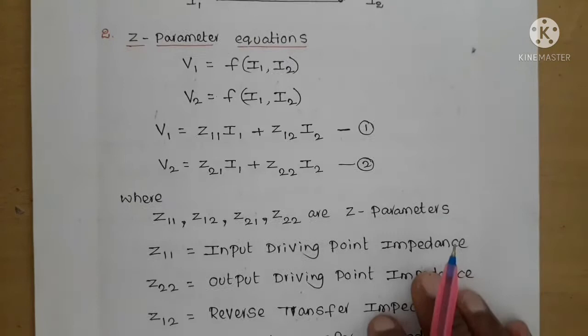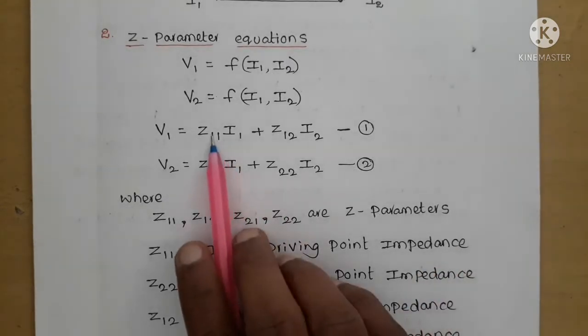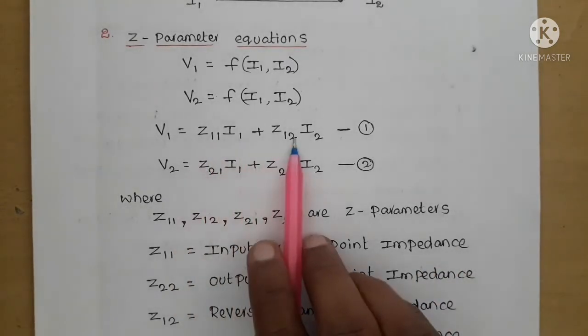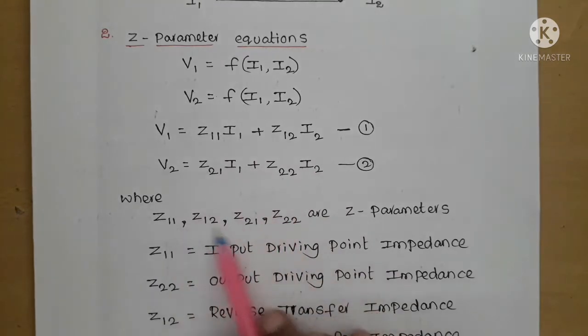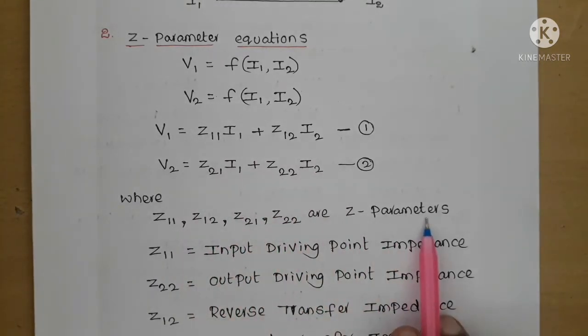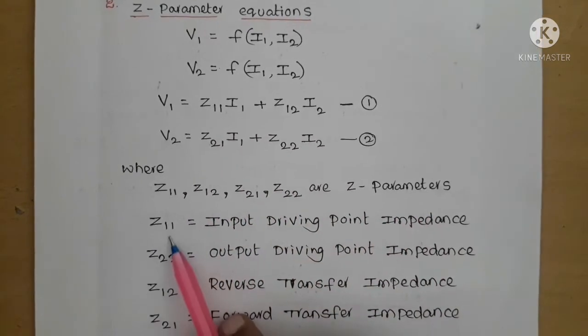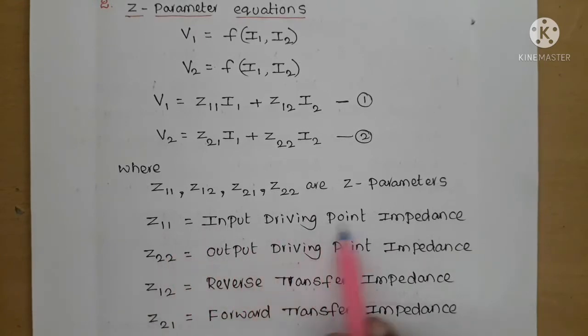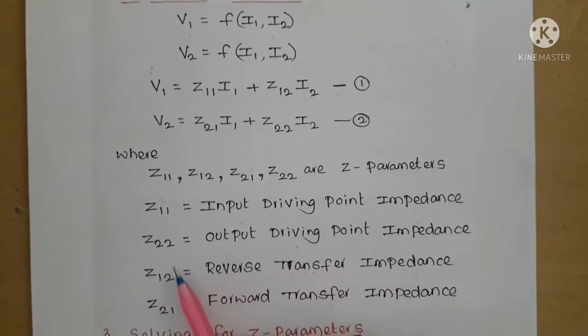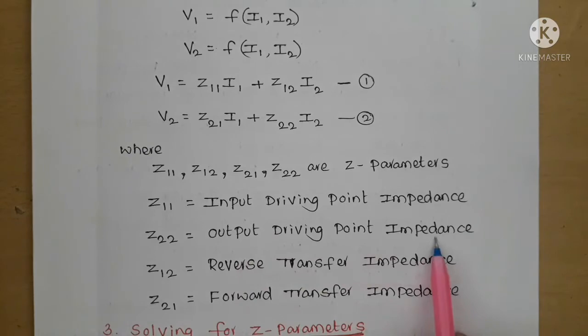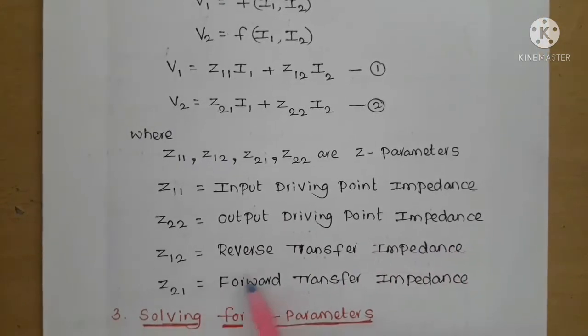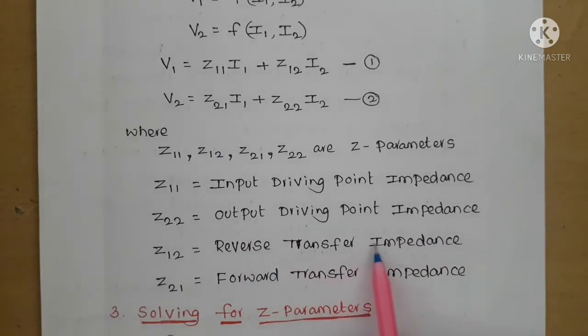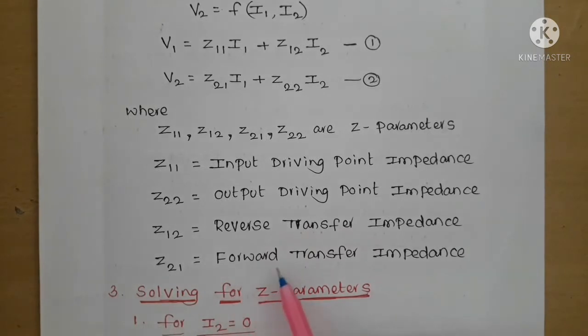Here these coefficients Z11, Z12, Z21, Z22 are the Z parameters, where Z11 is the input driving point impedance, Z22 is the output driving point impedance, Z12 is the reverse transfer impedance, and Z21 is called the forward transfer impedance.